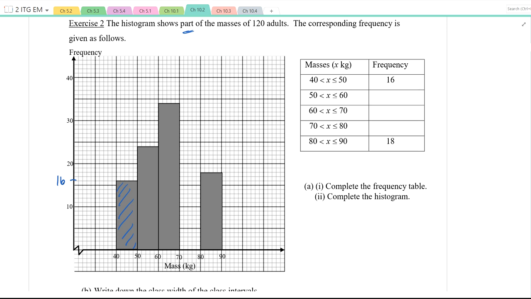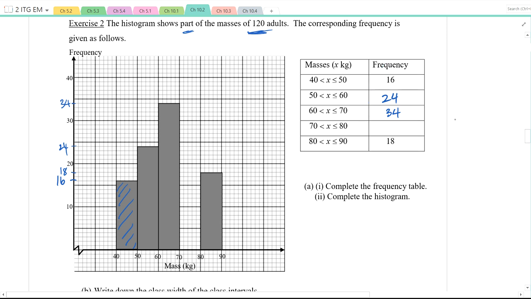What about from 50 to 60? The frequency would therefore be 24. Continue reading off. We have 34. Then from 70 to 80, oh, there's a blank. Okay, never mind. From 80 to 90, we've got 18. So should we be putting a 0 over here, or should it be something else? Take note that this is for 120 adults. How many people do we have here currently?